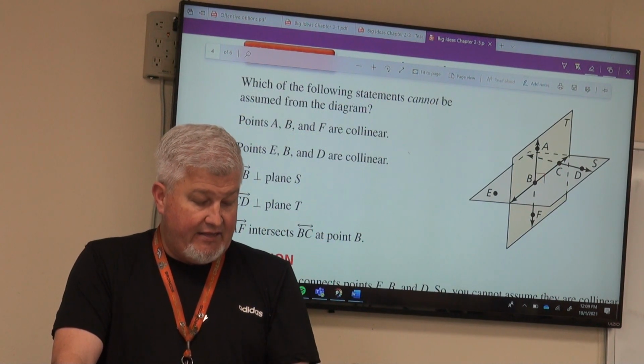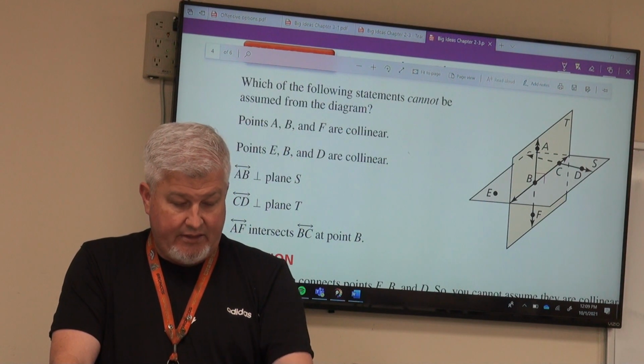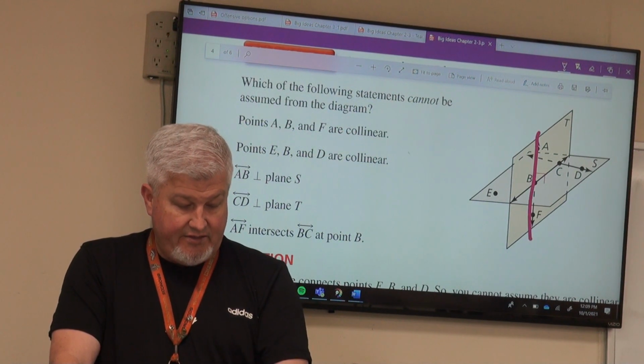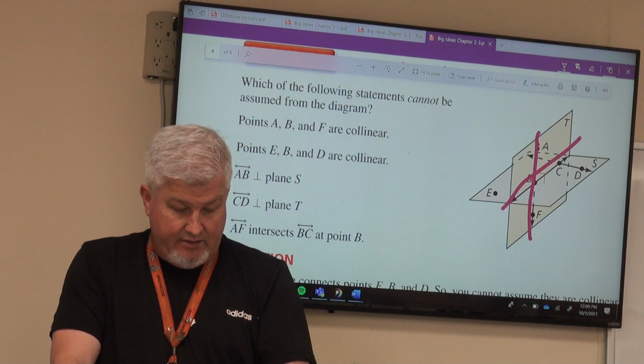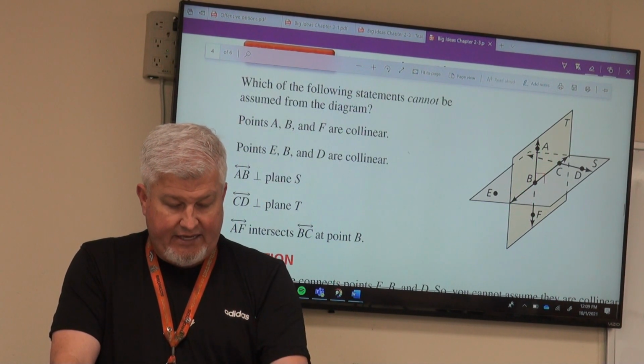Then finally, AF intersects BC at point B. Clearly that does happen. Line FA does intersect line BC. Oh wait, at point B? Yeah, right there. I've marked it all up, but yes, we can assume that.